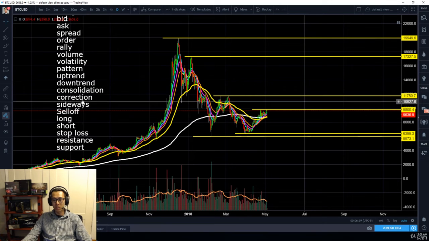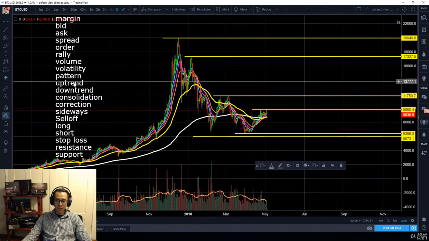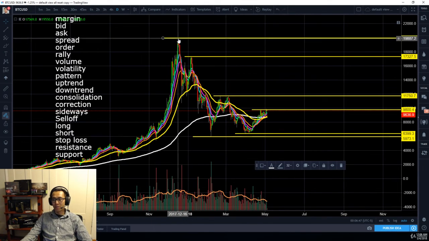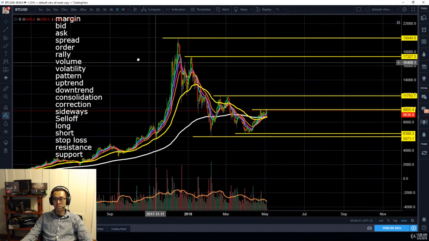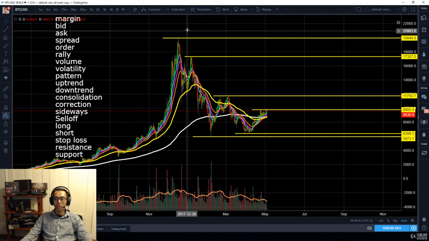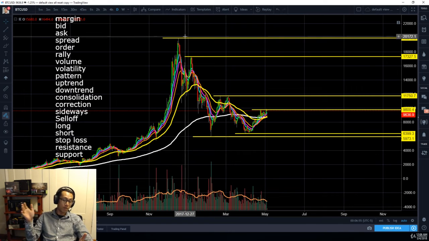So what does a sell-off refer to? A sell-off refers to exactly what it sounds like. When we reached this particular high up here of about $20,000, we had a very large sell-off. A sell-off refers to people just taking profit. They bought it really cheap, and then everybody just decides to sell, sell, sell because they want to take profit. That's usually just how it goes.